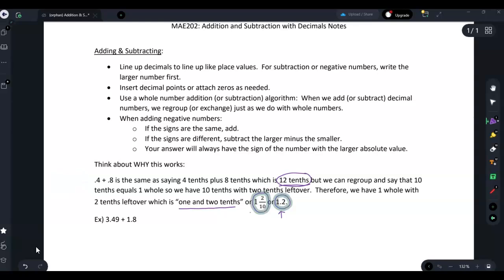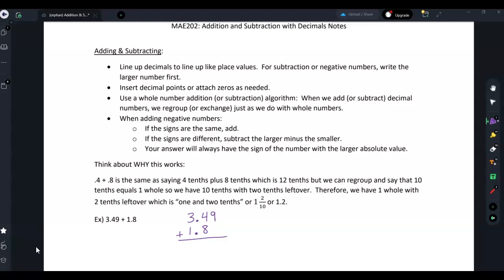So let's do some examples where we're going to add and subtract with decimal numbers. So I'm starting with 3 and 49/100ths plus 1 and 8/10. So we're going to make sure that we line up our decimals. So we're going to line these up vertically. My decimal point in 1 and 8/10 is going to line up with the decimal in 3 and 49/100ths. So that means my 1 is going to go below the 3 and my 8 is going to go below the 4. And then we're going to add these together.